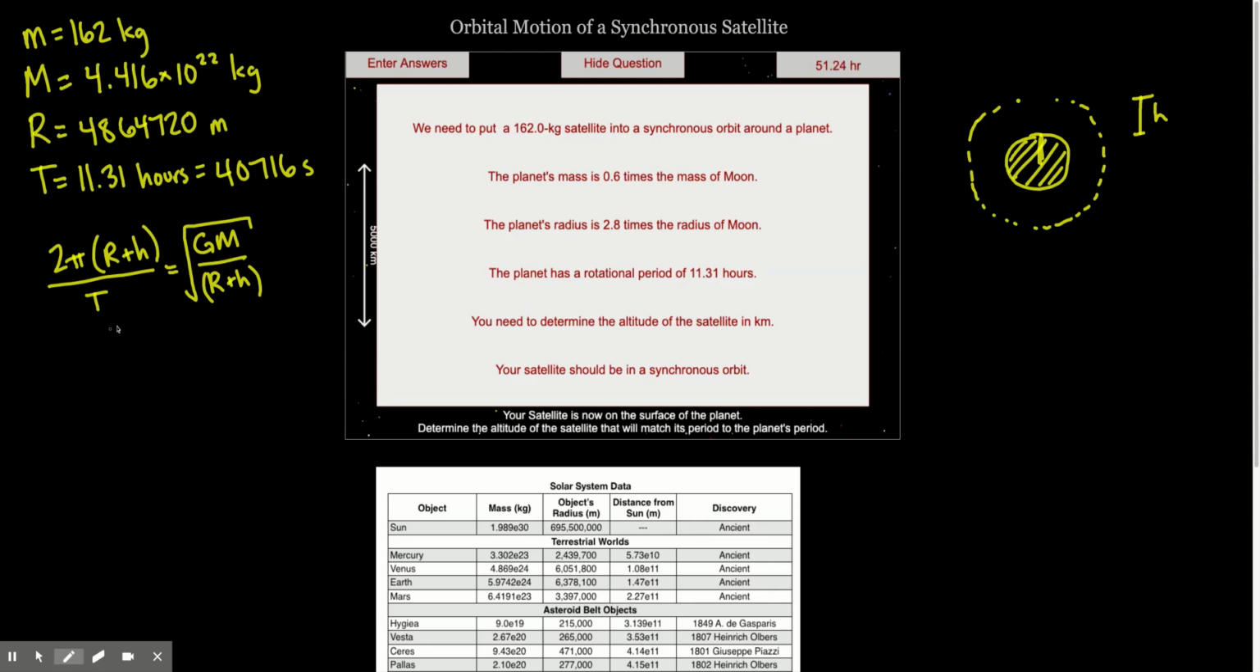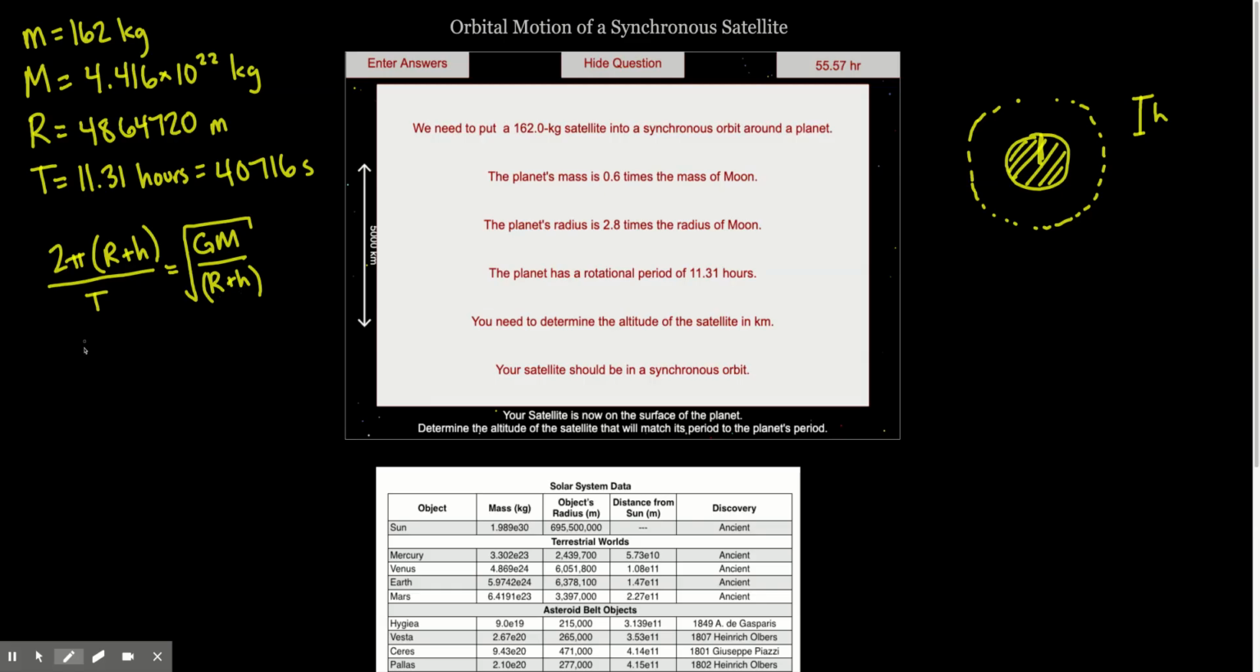So what don't I know in this calculation? Do I know T? Sure. Do I know pi? Yeah. Do I know r? Yeah. Do I know G is a constant? Yep. I know M and I know r. So really, I just have to simplify this and solve for h.